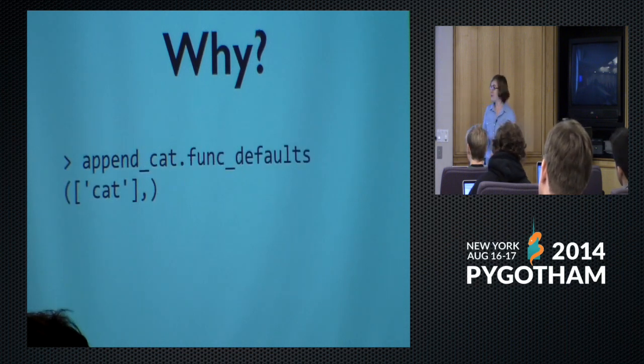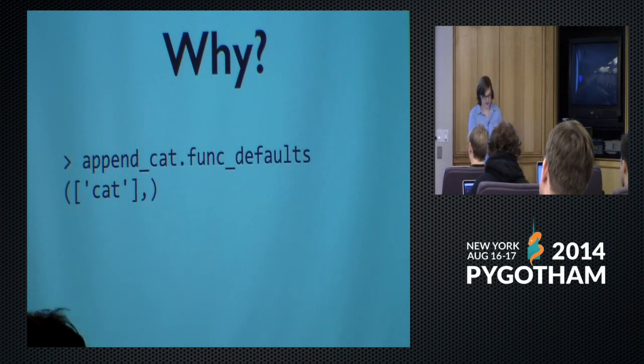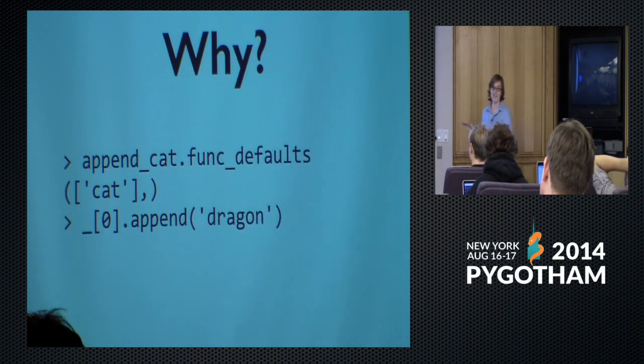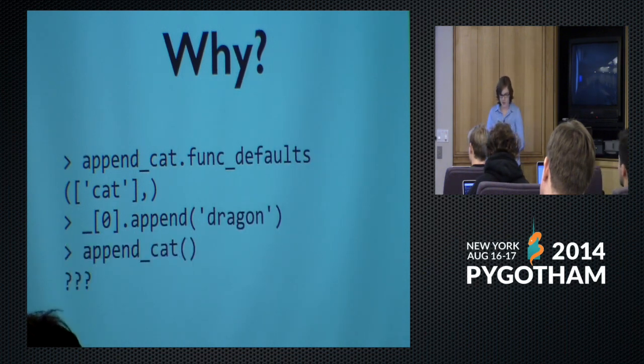All right, so just for fun, let's see if we can change this list from outside the function. What we're going to do is use this underscore character in the REPL that just contains the value of the last previously executed statement. So here we're saying, okay, give me that tuple, let's look at the first element of the tuple, and let's append dragon into it. We're going to see if we can do this. It doesn't throw an error, and then we'll try calling the function append_cat again. And what do you think we'll get? Yeah, cat, dragon, cat. Which is awesome.